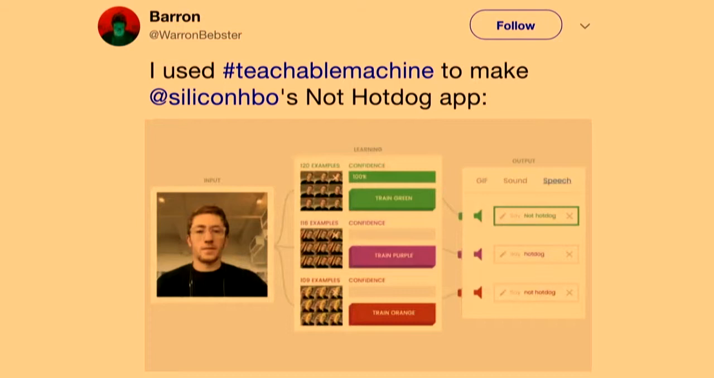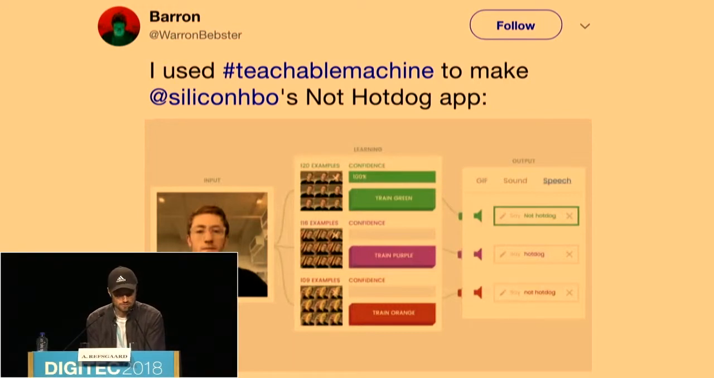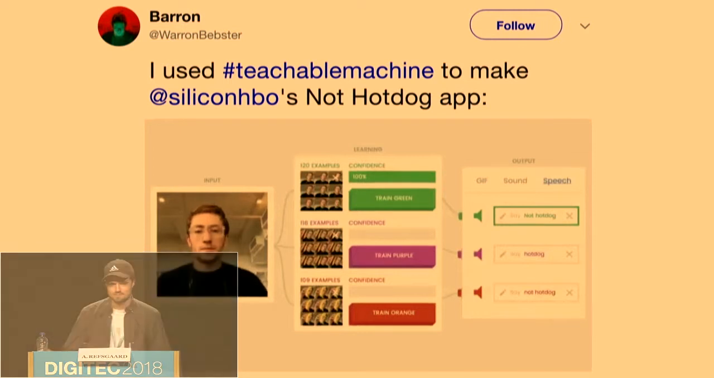And here's a guy called Baron who made this wonderful tweet about training the website to make a classifier that would determine whether something was a hot dog or not a hot dog. Let's have a look at it.